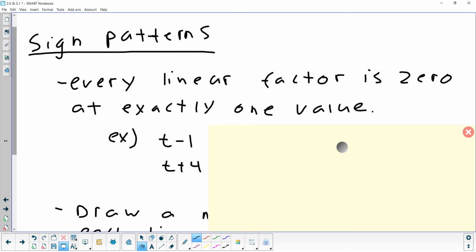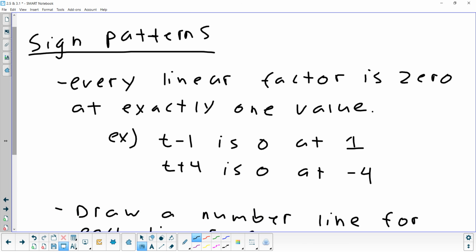And anytime you write a factor like that, there's exactly one number you can plug in that would make it 0. Can anybody tell me for the top one what number you would plug in for t to make that 0? Positive 1. And what would you plug into the bottom one to make that 0? Francesca? -4.